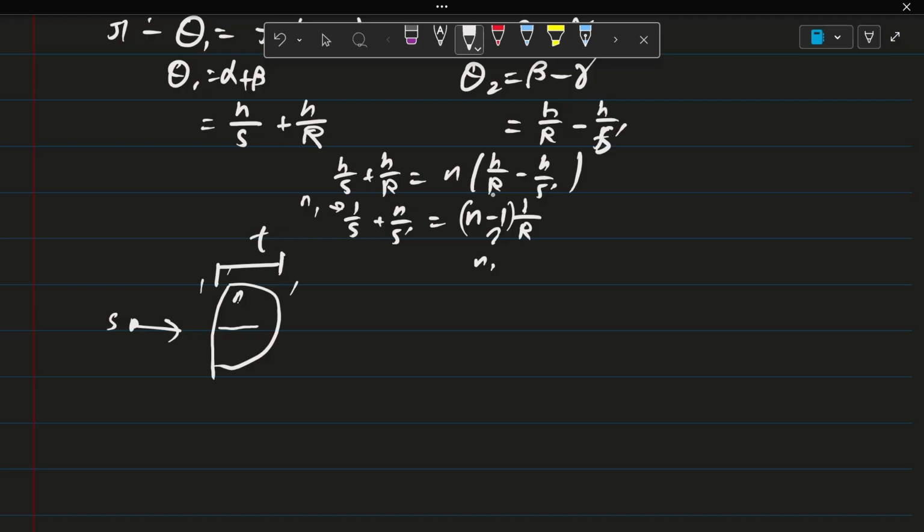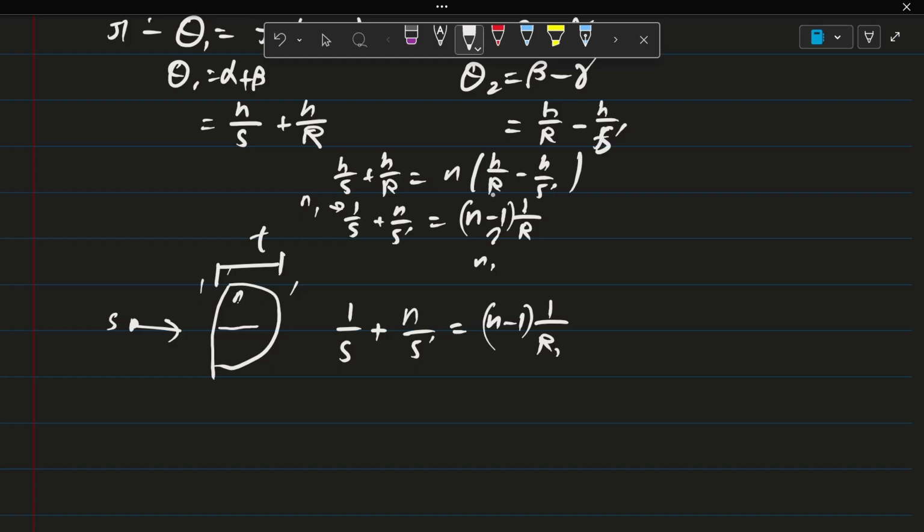From the first barrier, we would have 1 over S plus n over s prime, where the light is going to be focused, or pretty much where the object is going to be. It's going to equal to, we will later have the image to be at s prime prime. So this would equal n minus 1, 1 over r1.